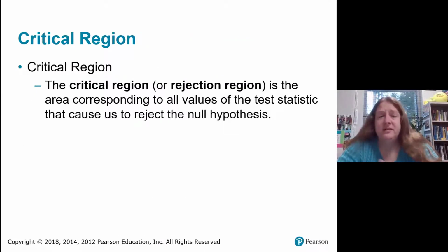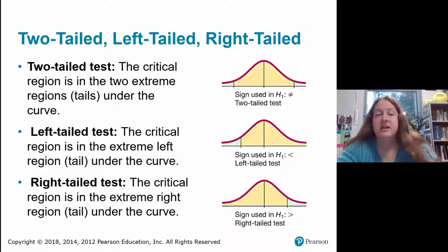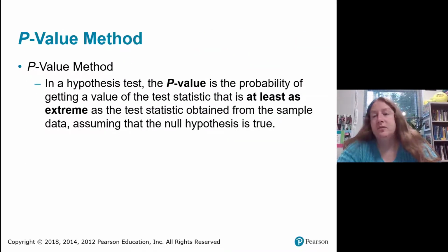So now that we've found z is 2.55, we can take a look at what a critical region is. The critical region is the area corresponding to all values of the test statistic that cause us to reject the null hypothesis. In a two-tailed test, our alternative hypothesis is not equal to. We have a left-tailed test when our alternative hypothesis has a less than sign in it. And we are dealing with a right-tailed test when our alternative hypothesis has a greater than in it. So two methods to choose from.